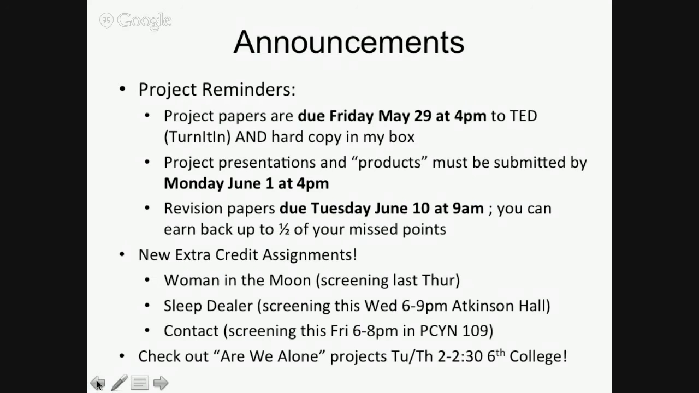Where do we get tickets for these things? So Sleep Dealer, right now you can't. They're just sort of reserved seats, and they're all sold out. So the only way I would say is to show up at Atkinson Hall at 6 o'clock and plead your case as a student that is in dire need of education. And Contact, is there not reserved seating? So there's a link, but if you go to that page, it just says wait list only. So you can't actually get any seats. For Contact as well? Oh, for Contact, we're just doing this in a lecture hall.